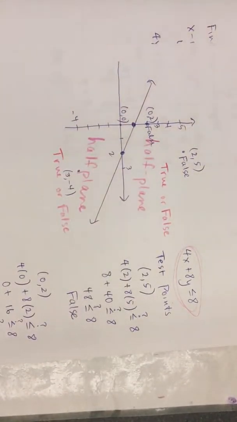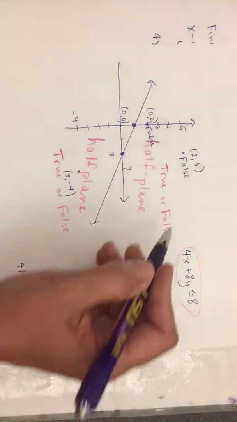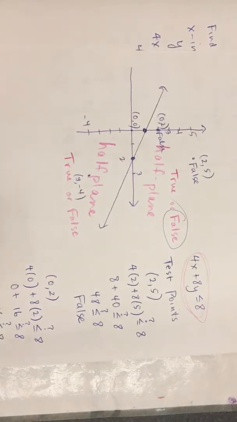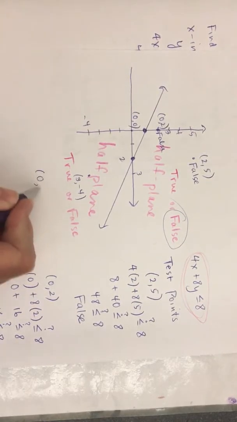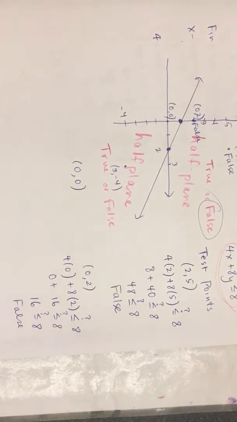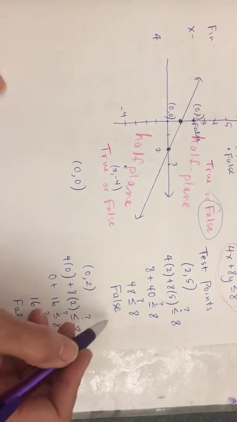The thing about it, every point on that side of the line will be false. What does that mean about the points on the other side? They're going to be true. Most of the time, you'll see it in the little videos. Let's pick (0, 0). As long as the point is not on the line, I can pick it.